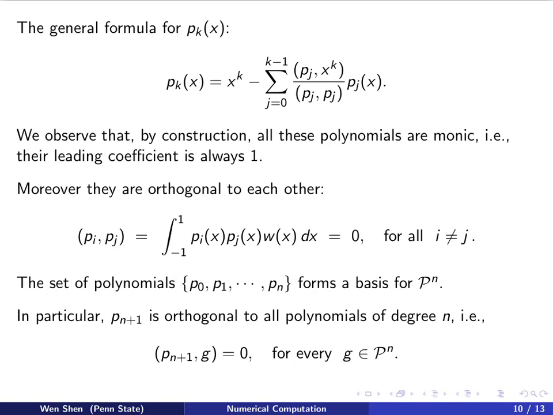So in particular, the following property might be the most useful one. P(n+1), if it's generated by the procedure, is orthogonal to all polynomials of degree n, which is less than this degree. So the inner product of P(n+1) with g is 0 for every g belonging to the polynomials of degree n.